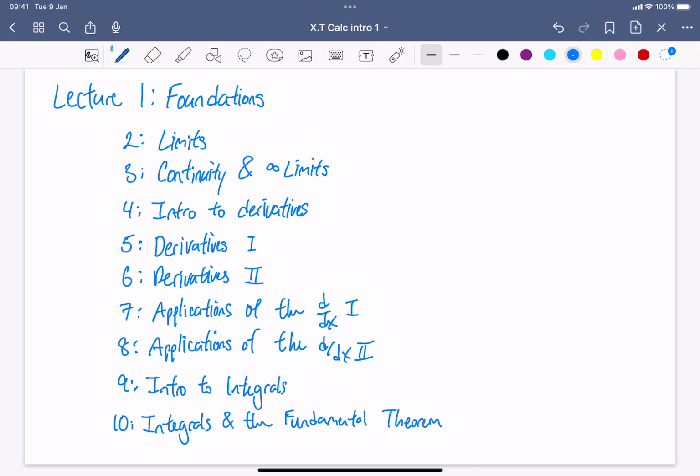So today we are going over lecture 1 in my 10 lecture series for calculus. And today we're going to start off with lecture 1, the foundations and the building blocks of what you need to know to start learning calculus.